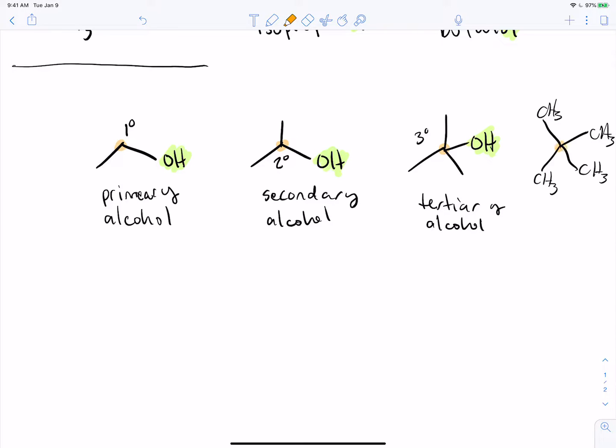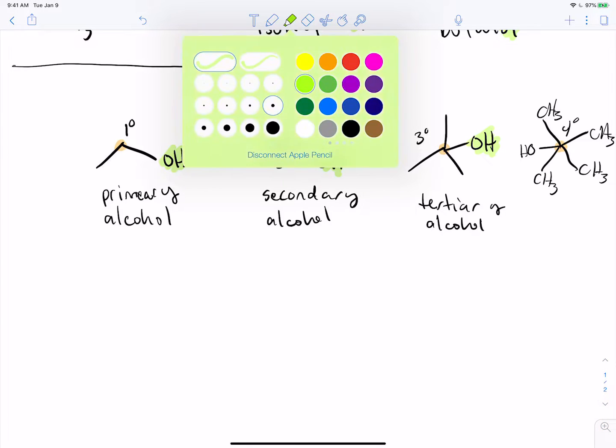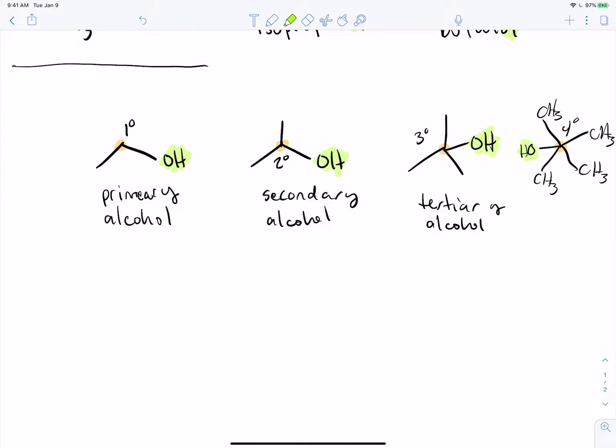If we look at this here, that's quaternary. But if you wanted to add an alcohol group, you would have to add on a 5th bond here. That makes me really uncomfortable even to just draw it out. And this is no good, right?